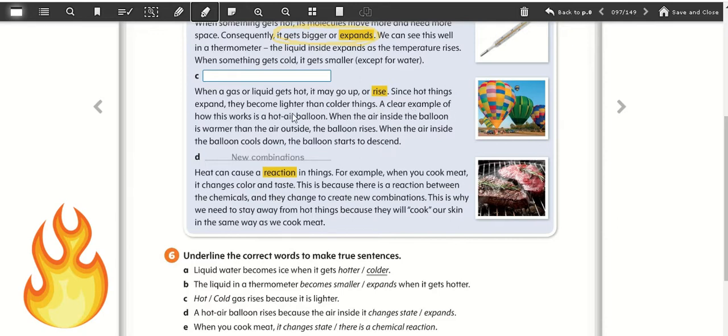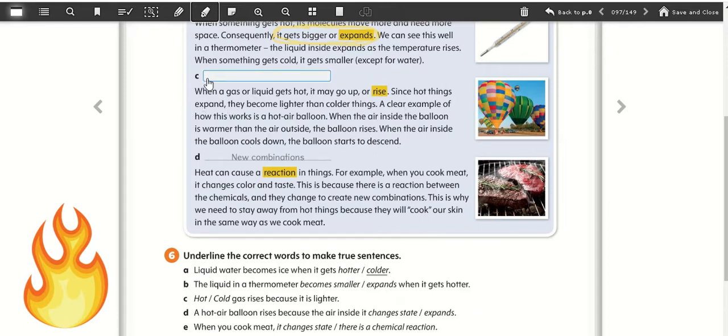A clear example of how this works is a hot air balloon. When the air inside the balloon is warmer than the air outside, the balloon rises. When the air inside the balloon cools down, then the balloon starts to descend. So, chicos, usually when we have something that is hot, that is going to go up. Se va a ir hacia arriba.